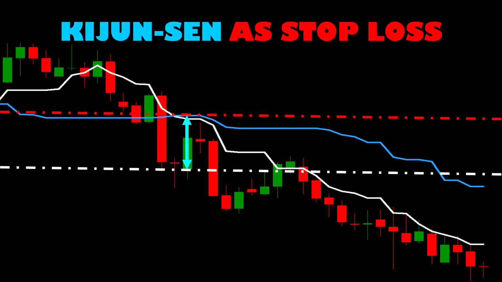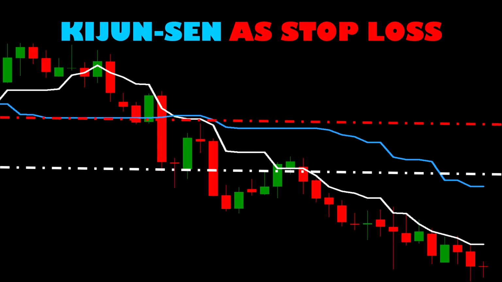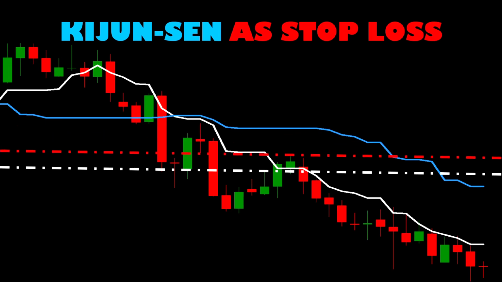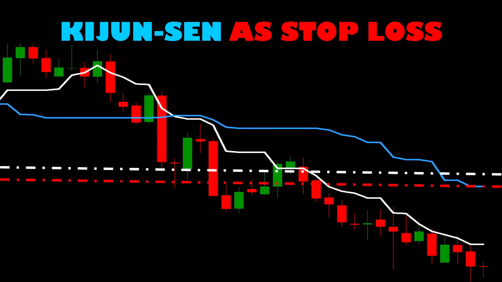Or you could instead trail the stop loss along the KIJUN-SEN line. Every time it reaches a new low for your sell trade here, you shift it lower. It's a useful method if you do think that it's going to be a trend that keeps on giving without any retracements that are big enough to get you.